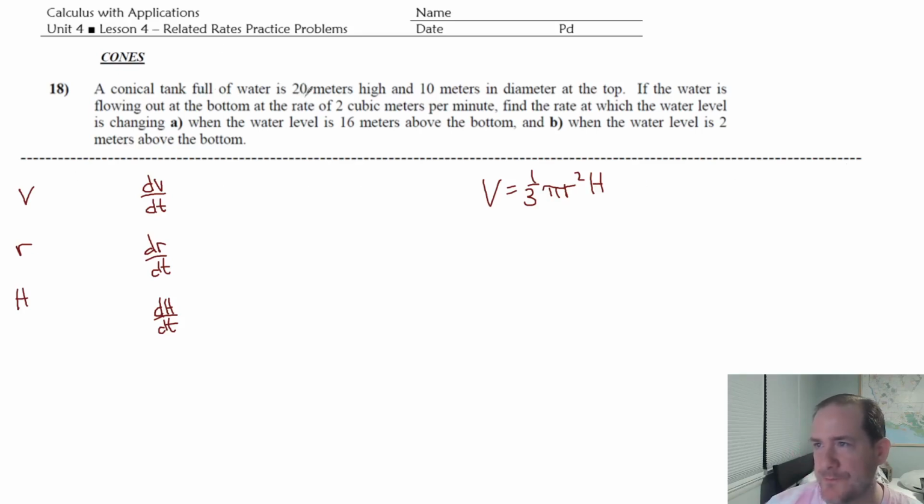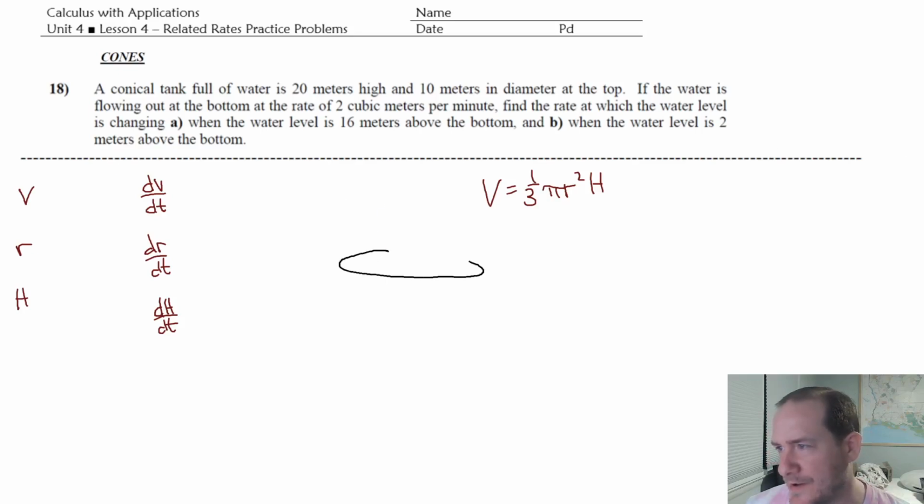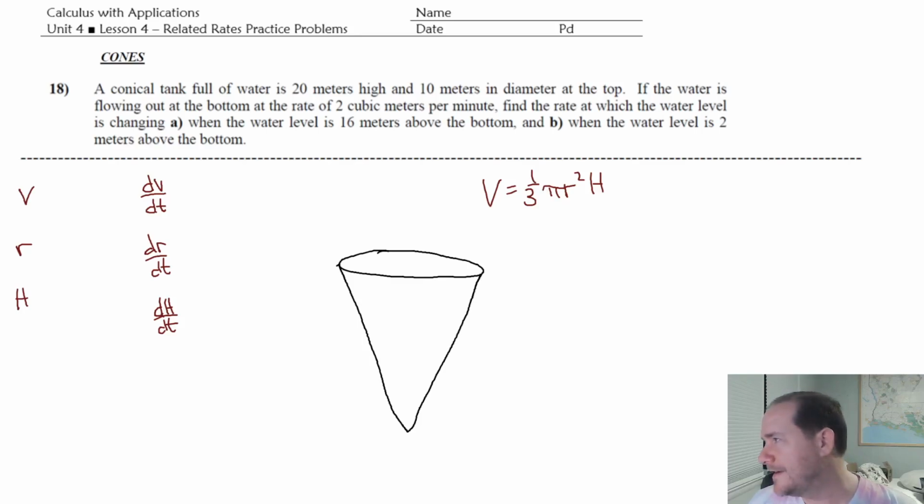So it says the conical tank full of water is 20 meters high. You might be tempted to write down that makes our height 20, but you would be wrong because this doesn't say the water. This just says there's a conical tank. So this is like some vessel made out of metal, and inside of that there's water. Oh rats, that was supposed to be blue. Okay, I'll make that blue.